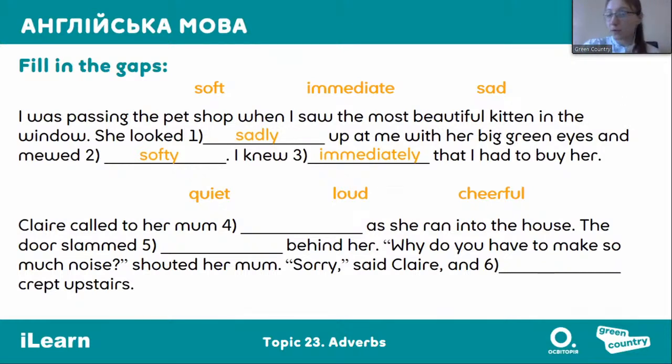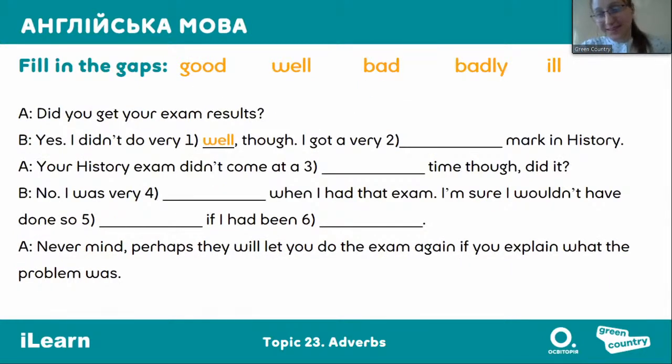Claire called to her mom. Я вже бачила правильні відповіді. Cheerfully as she ran into the house. The door slammed. How? The door slammed loudly behind her. Why do you have to make so much noise? Shouted her mom. Sorry, said Claire, and the last one, quiet or quietly, and quietly crept upstairs. Тобто тихенько.